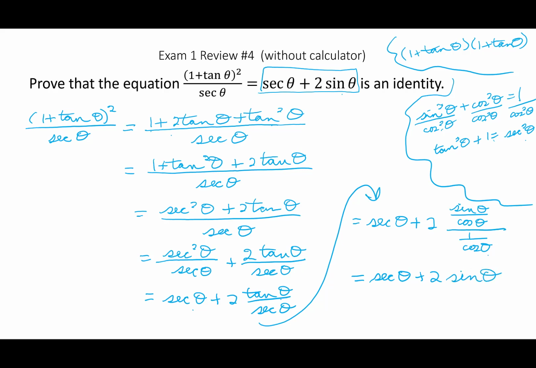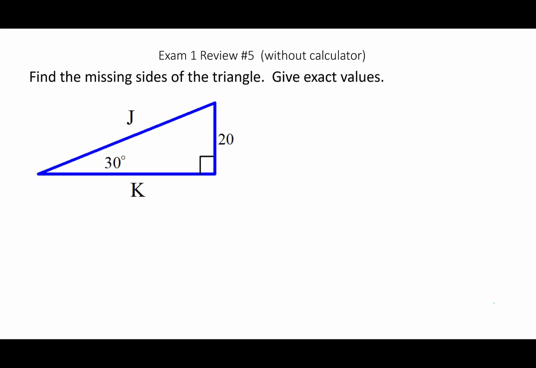Okay, so we actually have the right-hand side here now. We have arrived at secant theta plus 2 sine theta, and we're finished. Okay, moving on. Find the missing sides of the triangle and give exact values. So this is number 5 in our review.